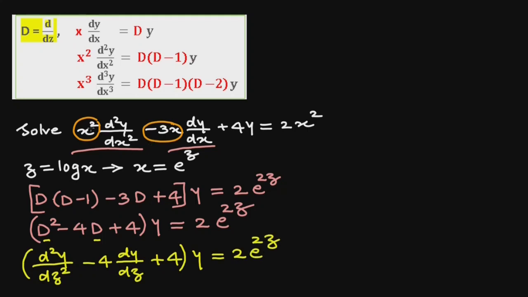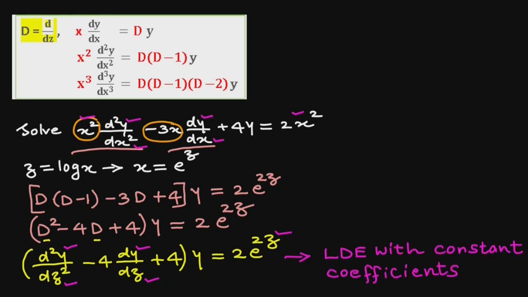We find that the original equation was in terms of y and x, but the new equation is in the form of y and z, which is a linear differential equation with constant coefficients, because here the coefficients of the differentials are constants, 1 here, minus 4 here, instead of x square and minus 3x in descending powers of x as in Cauchy's equation. Now this linear differential equation with constant coefficients can be solved by usual methods.